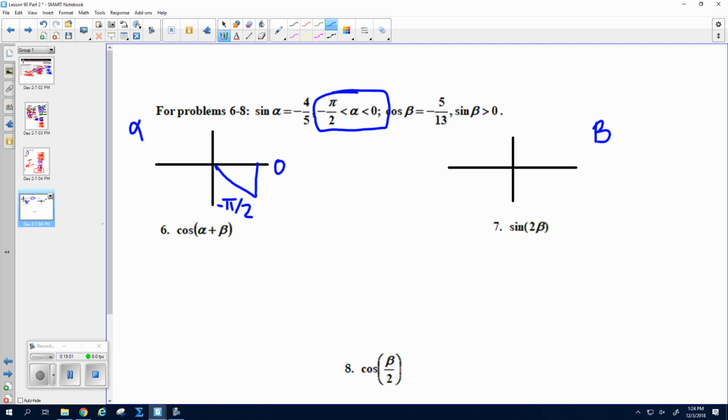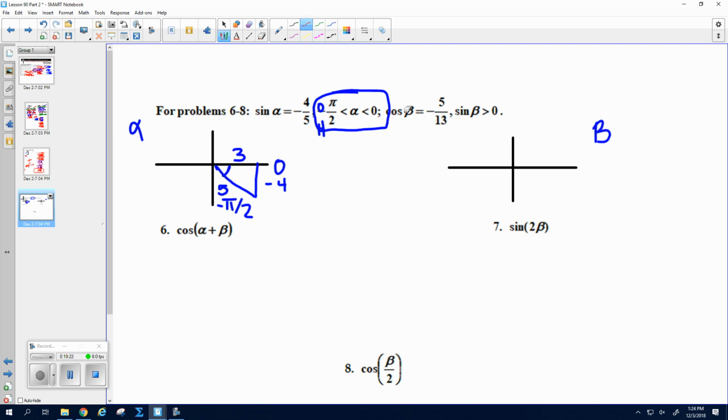So then it tells us that sine is negative 4/5. That's always opposite over hypotenuse. So sine of this angle is opposite. So this guy is negative 4 over hypotenuse, which is 5. So that means this side is positive 3.